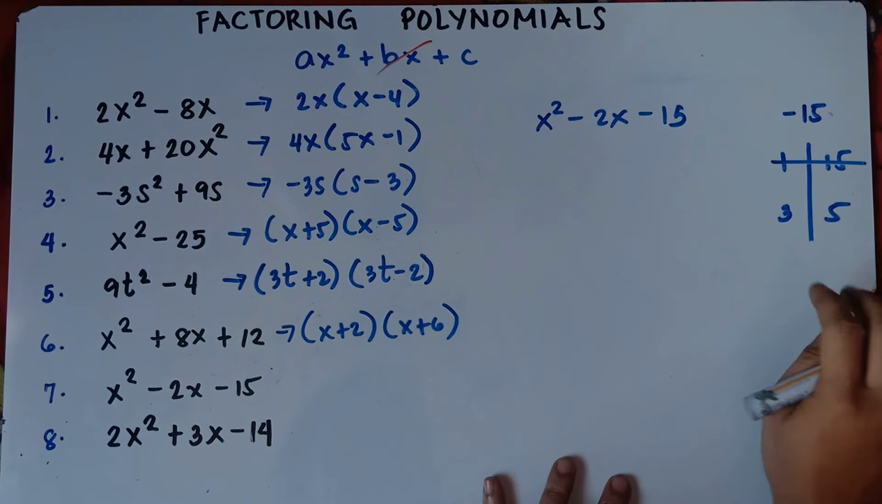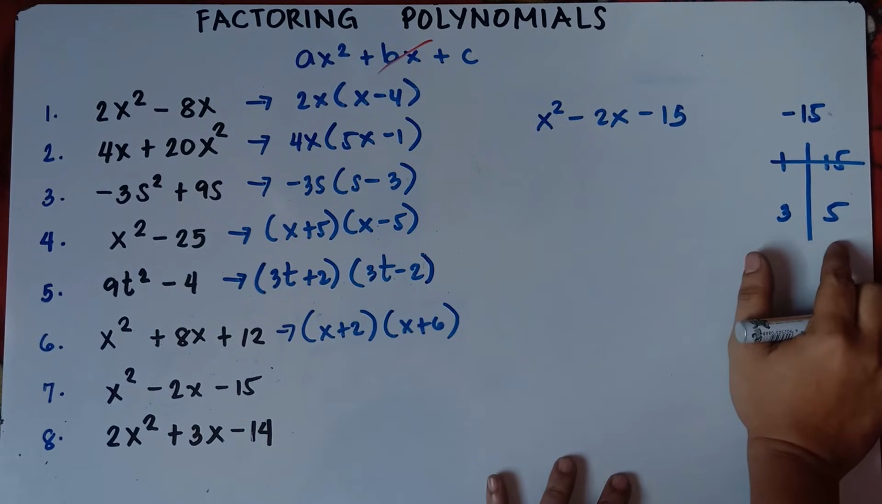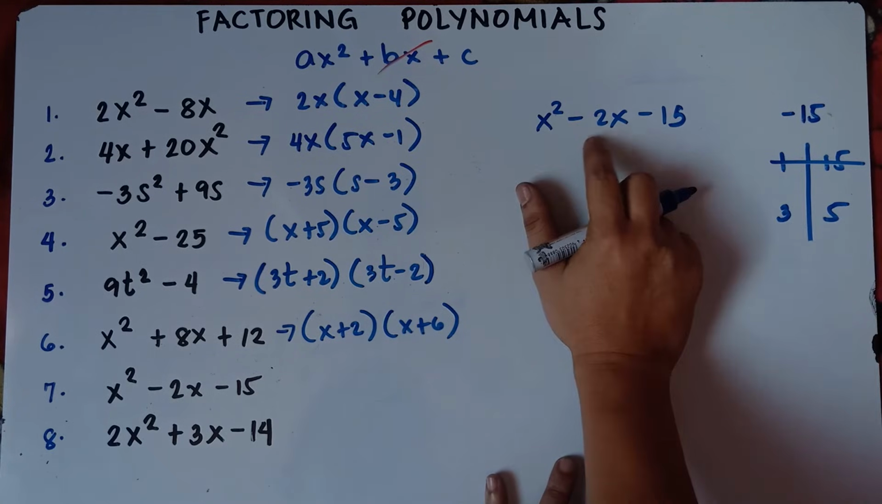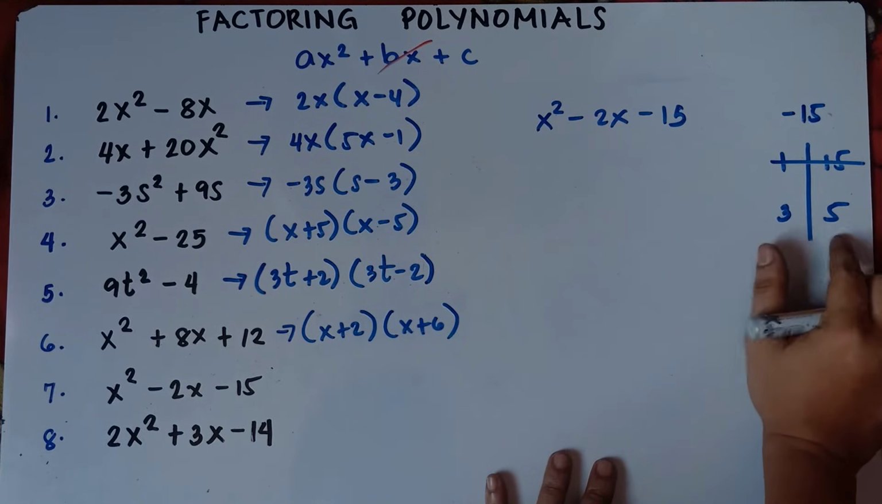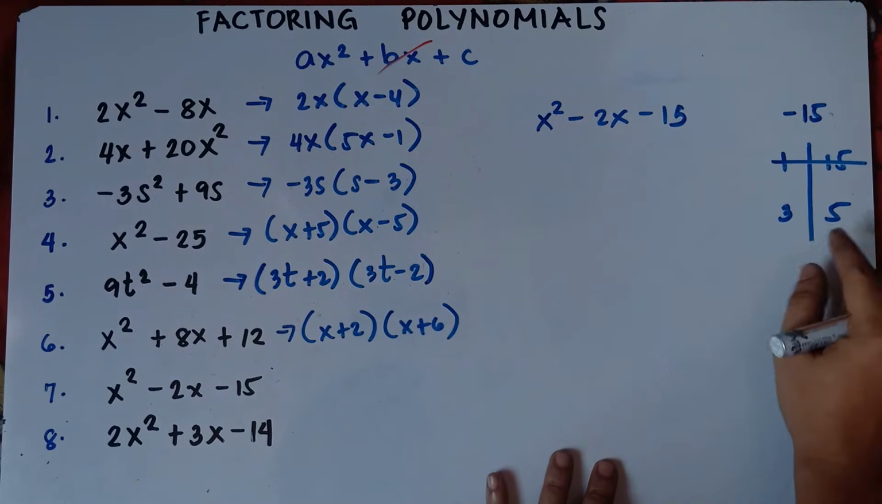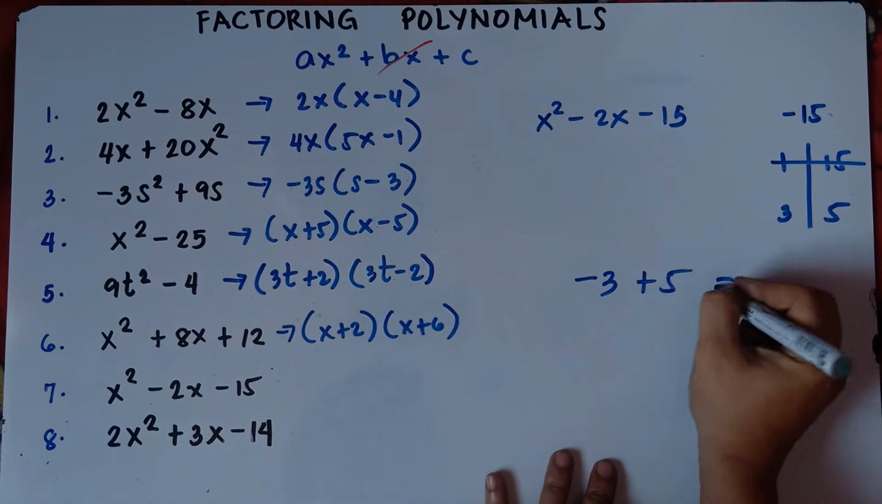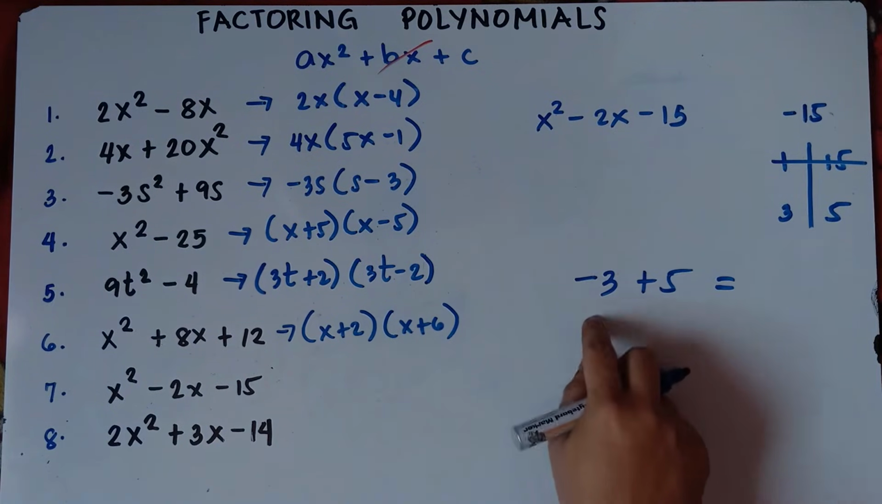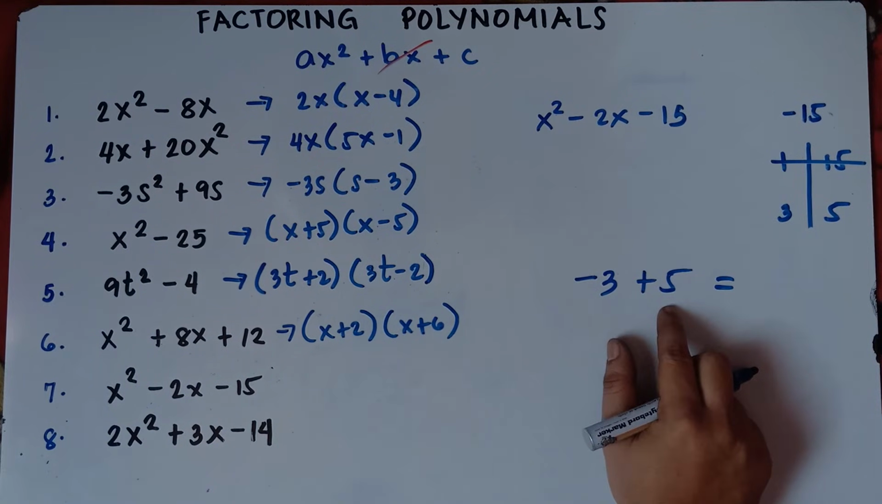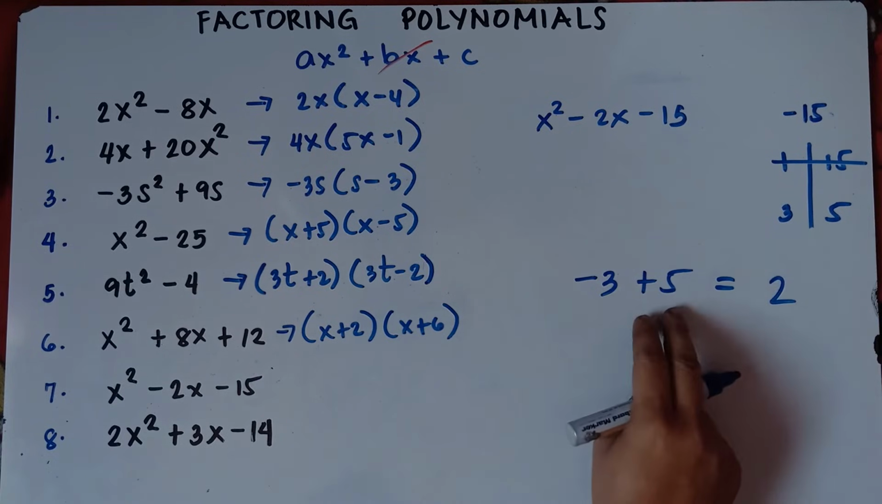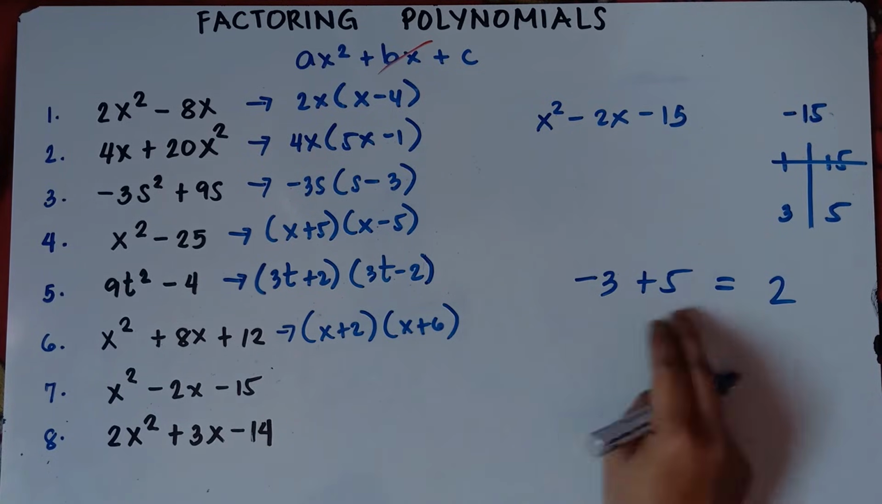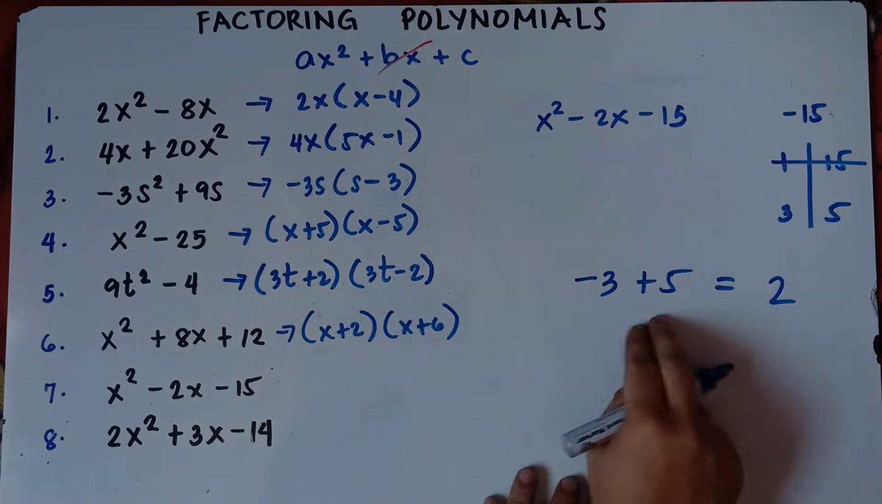How about for 3 and 5? If we add 3 and 5, this will be 8, right? If we subtract 5 minus 3, that would be 2. But since we have negative 2, one number should be negative. If we use negative 3 and positive 5, can we get negative 2? Negative 3 plus positive 5 is positive 2. Unlike signs, subtract, then copy the sign of the larger number. So you will get positive 2. Therefore, we cannot use this one.